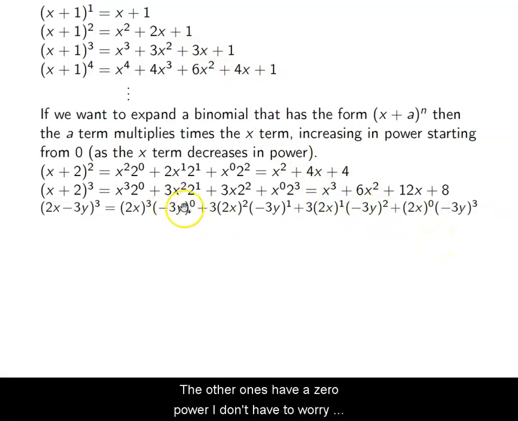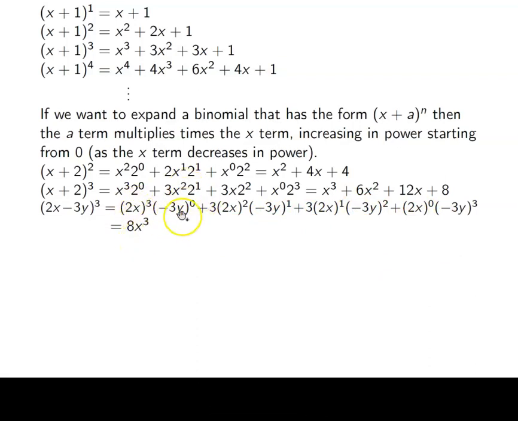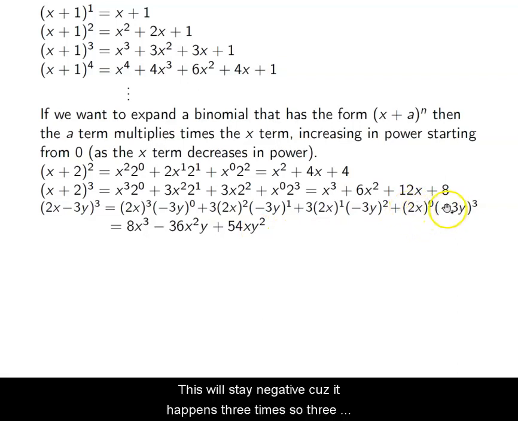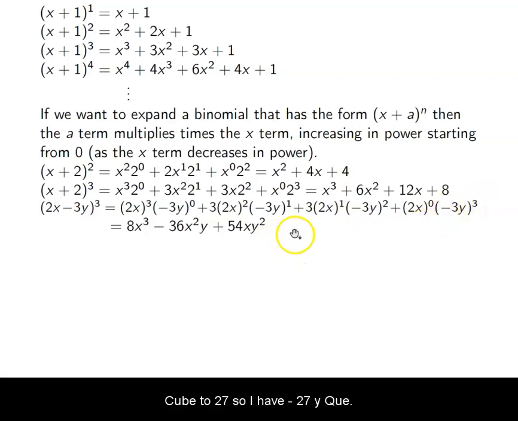Okay, so all the ones that have a 0 power, I don't have to worry about because they all go to 1. So I'll have an 8x cubed. This goes away. I will have 4. Right, 2 squared is 4, and a 3 squared, so 9, so 36, and it'll be negative. So I should have minus 36x squared y. Okay. Here I will have a positive 9 times 6, so 54xy squared. Here this goes away. This will stay negative because it happens 3 times, so 3 cubed is 27. So I have minus 27y cubed.